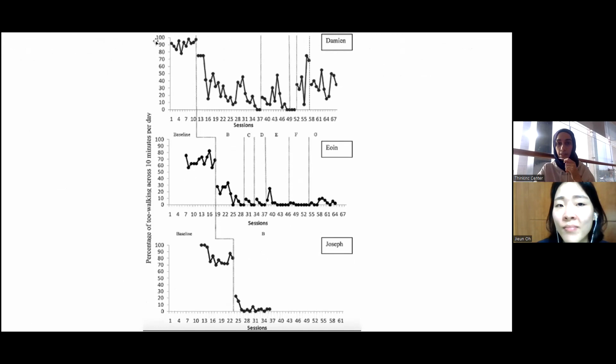So as you can see, this is the percentage of toe walking across 10 minute sessions, and these are the number of sessions. And you can see in the baseline, the percentage was high, and then through the intervention, it reduces.